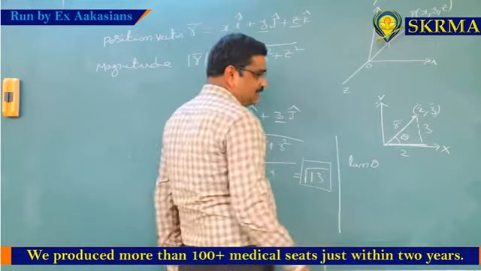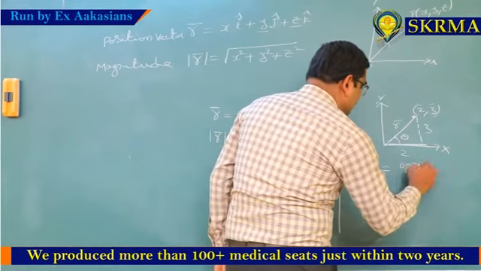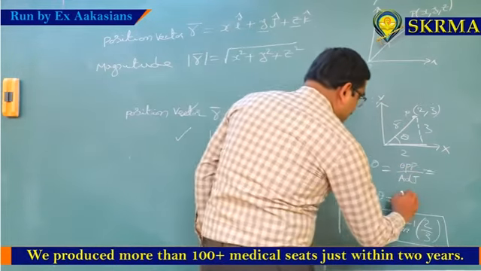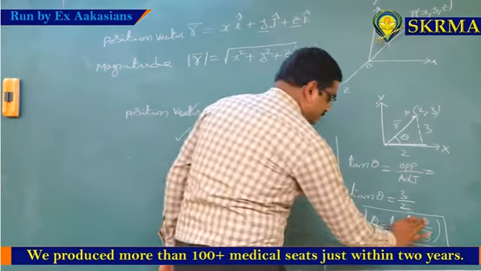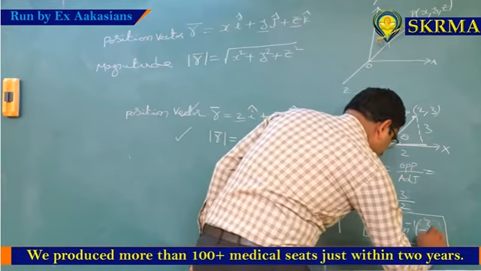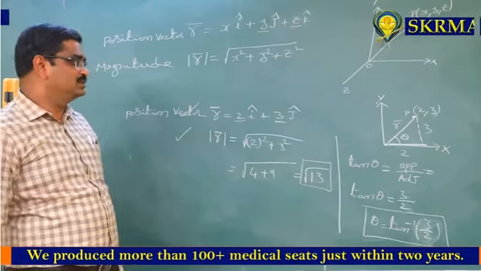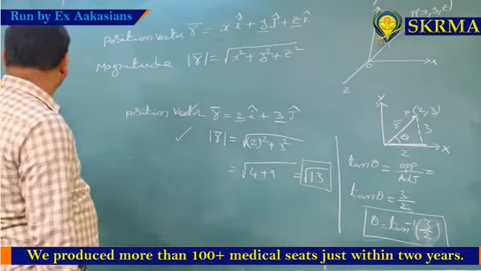Now from this diagram, the tan theta formula is opposite side by adjacent side. The y component by the x component, this is 3 by 2, not 2 by 2. So tan theta equals opposite side by adjacent side, that is 3 by 2 only.